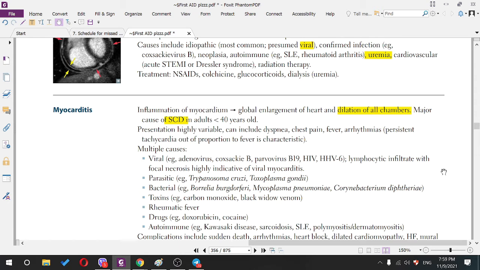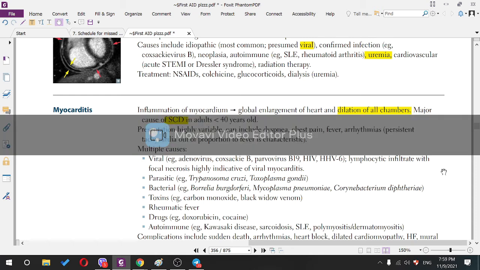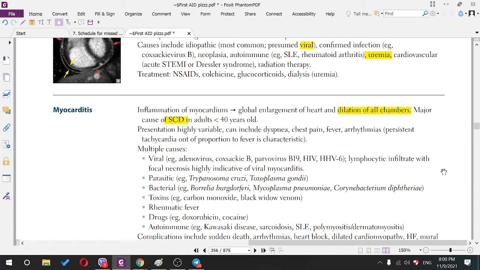Which heart sound are you going to hear? Don't disappoint me, man. I'm telling you that there is dilatation of the ventricle. Dilatation, it's more thin. The wall becomes much more thinner. It's a dilated form of cardiomyopathy.